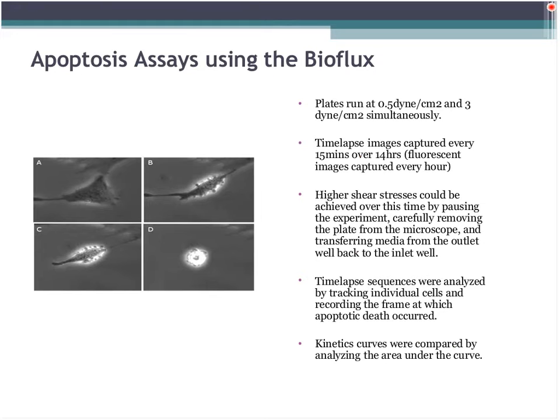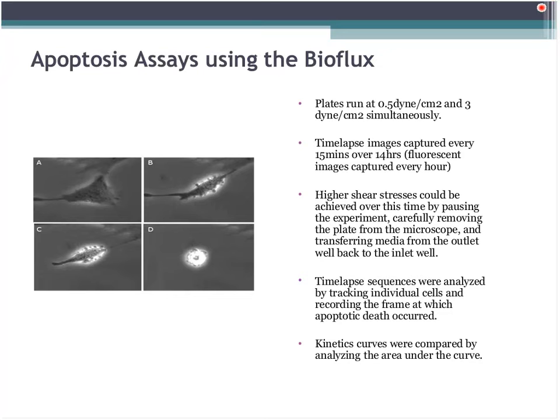Now, the thing with apoptosis is that we wanted to really be able to run these experiments as long as we physically could to be able to get a really good idea of apoptosis occurring over time in culture. So the mechanism we actually developed on the BioFlux to do this was to take the plate off the BioFlux after 14 hours, replace fresh media in the inlet wells, take the media out of the outlet wells, and put it back on the microscope in the same position, probably adjust the focus slightly, and then run it again for a further 14 hours, and then track these two sequences together. So we just have an hour break in the middle. And that seemed to work pretty well most of the time.